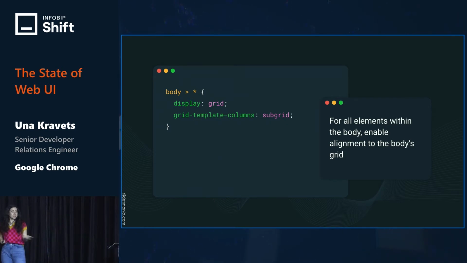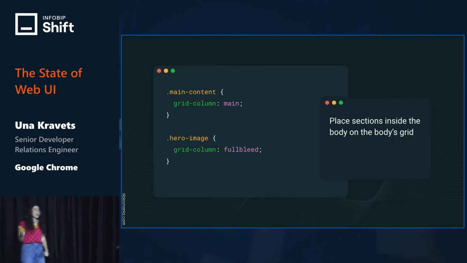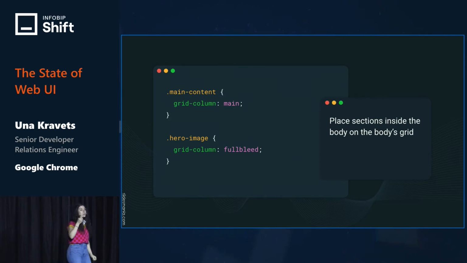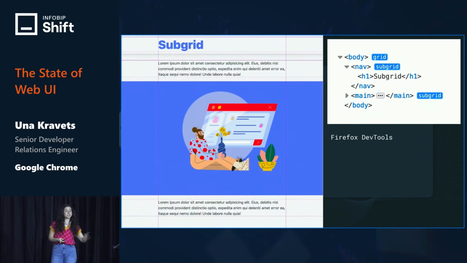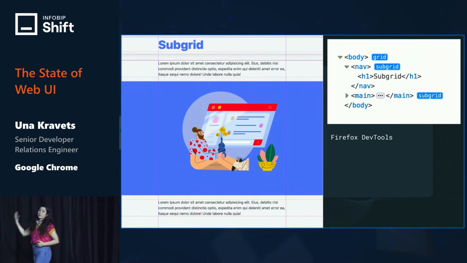And we're doing grid template columns subgrid. After that, we can then use those template columns. We can set main content to the grid column of main. We could set the hero image to the grid column of full bleed, and now we're placing these sections within the subgrid within the page.